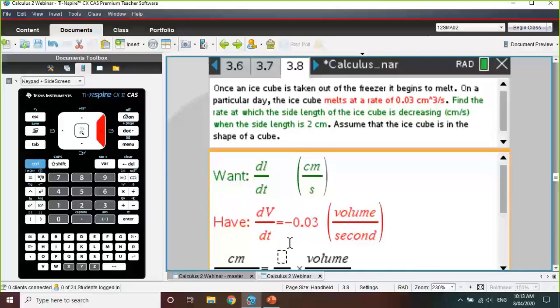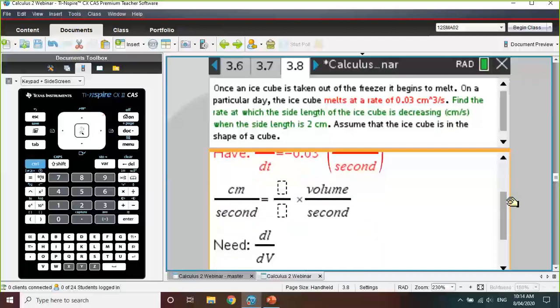Firstly, what is it we're trying to find? Once again, often at the end of the question. So we're trying to find out when the side length is decreasing. Again, we're given units, centimeters per second. So we're trying to find dl/dt. What are we given? Well, the rate we're given is that it's melting at a rate of 0.03 cubic centimeters per second. Because it's melting, it's going to be a negative rate, and that's volume per second. Once again, we can go through the process of thinking: we've got volume per second, we want centimeters per second, so what do we need to cancel out the volume and introduce centimeters? Ultimately, we want to try and find dl/dV.